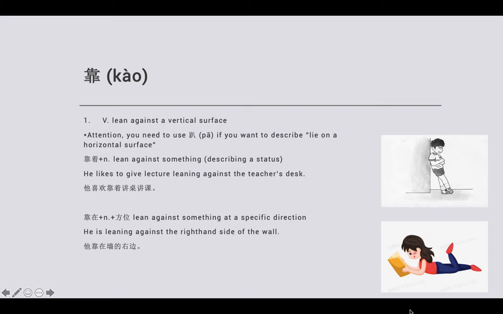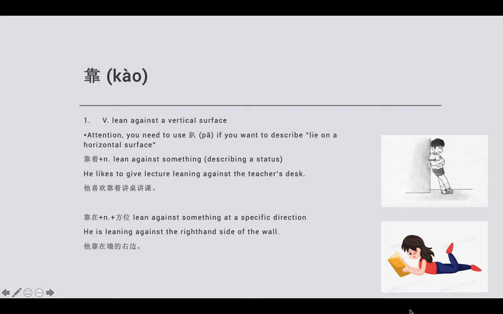The first one is 靠着什么什么东西, lean against something, and it's describing a status. 靠着什么什么东西. For example, he likes to give lectures leaning against the teacher's desk. 他喜欢靠着讲桌讲课。那这个里面的靠着，它其实形容的是一种状态。It is describing the status that he is leaning against the teacher's desk to give lectures.